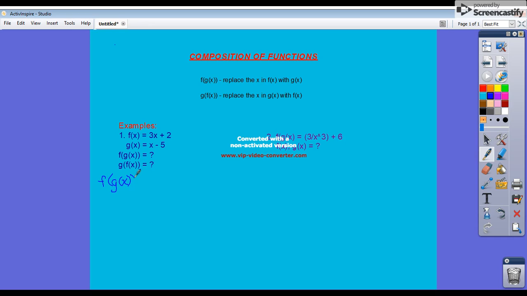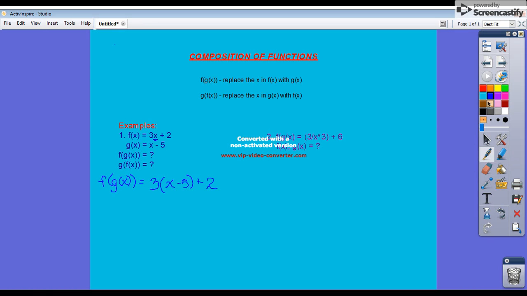So f of g of x is when you take the f function, which is 3x plus 2, and you replace the x in the f function with whatever g is. So instead of writing 3x plus 2, I'm going to write 3 and replace the x with whatever g is, x minus 5, and then bring down the rest of the f function, which is plus 2.